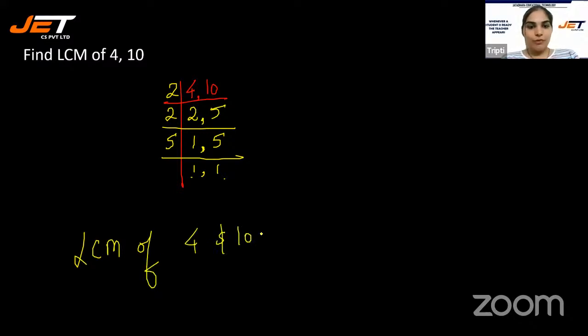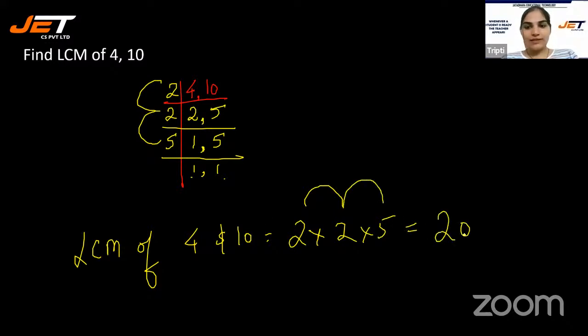So now, let's find the LCM of 4 and 10. The LCM of 4 and 10 is 2 times 2 times 5. So 2 times 2 is 4, 4 times 5 is 20. The answer is 20. You have to keep on doing that by the time you get 1. Next, 6, 8, and 10. Same you have to do for 3 numbers actually: 6, 8, 10.